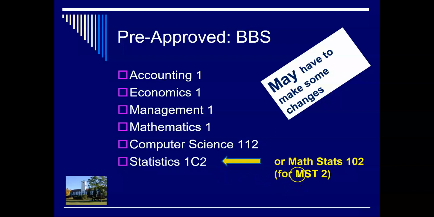So if you're contemplating doing Mathematical Statistics 2, then you're going to need to do MathStats 102 as the prerequisite course. So you may have to change your Statistics 1C2 and replace it with MathStats 102. But otherwise, it's Accounting 1, Economics 1, Management 1, Maths 1, and ComSci 112. Make a change to the stats if you wish, and then you can go ahead and submit it.